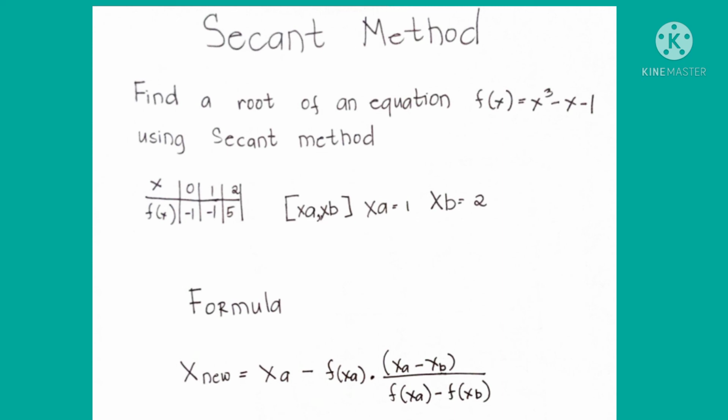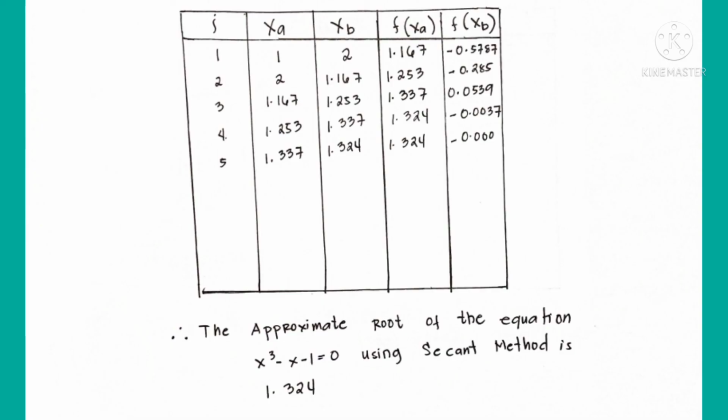Our formula in the second method is x new is equal to xa minus f of xa times xa minus xb over the function of xa minus the function of xb. Now we have here the table which shows the iteration, the xa, xb, the function of xa and the function of xb. On the first iteration, we have here xa, which is 1, xb, which is 2, the f of xa, which is negative 1, and f of xb, which is 5.